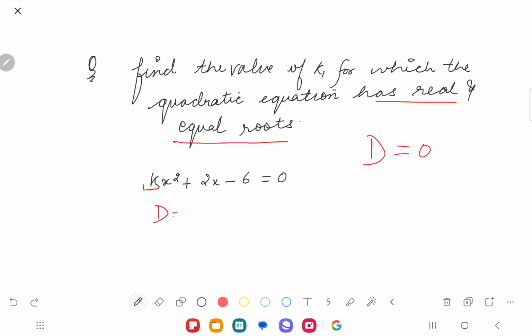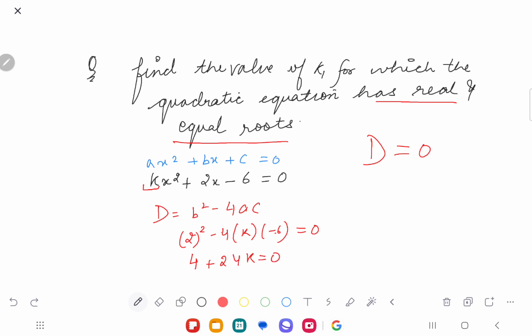So what is the formula of discriminant? b square minus 4ac. If I compare it, I'll get ax square plus bx plus c equals 0. So 2 square minus 4ac equals 0. Because I want the discriminant to be 0, since discriminant 0 means what?